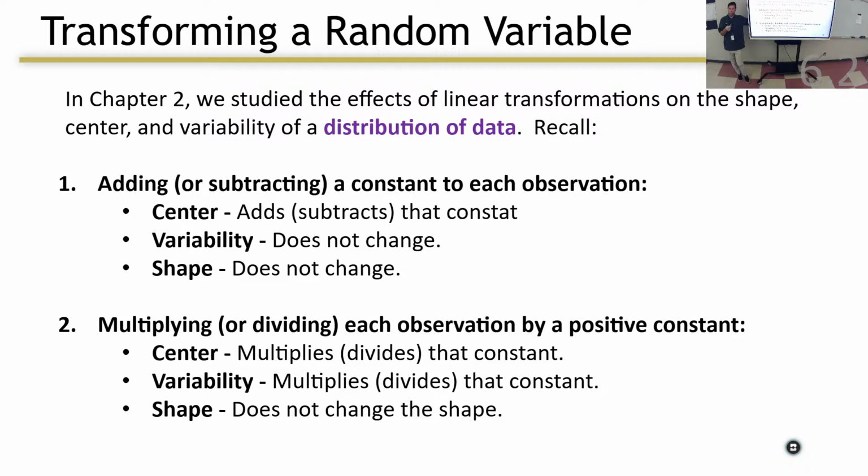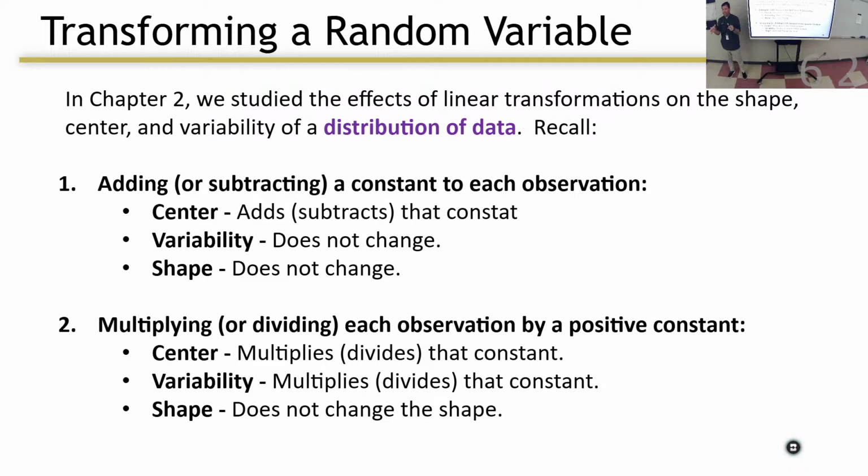Okay, so some of you probably think, well, we did all that stuff in chapter 2. Why are we pulling this back up in chapter 6 now? This is the effects of linear transformations on the distribution of data. Well, now what are we talking about? We're talking about probability distributions.